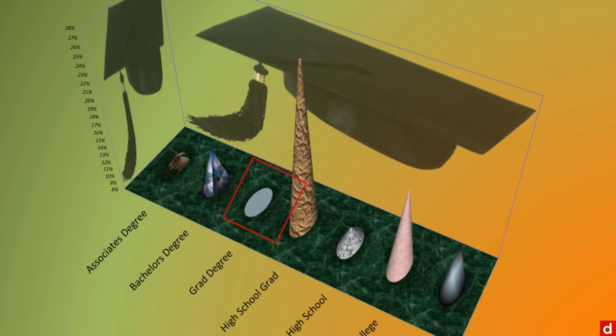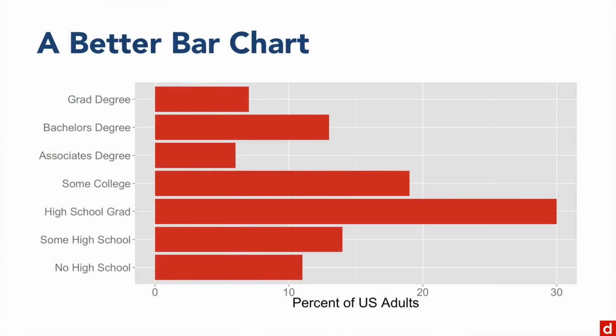You know, if you want to take an extreme, this one for grad degrees doesn't even make it to the floor value of 8%. And this one for high school grad is cut off at the top at 28%. And this, by the way, is a picture of a sheep, and people do this kind of stuff, and it drives me crazy. If you want to see a better chart with the exact same data, this is it right here. It's a straight bar chart. It's flat. It's as simple. It's as clean as possible.